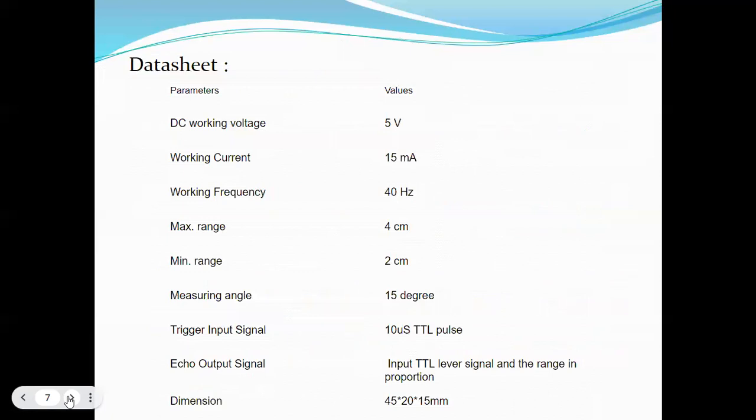It has the following parameters. It has a working voltage of 50 volts DC, working current of 15 milliampere, a working frequency of 40 hertz. Its maximum range is about 4 centimeter and minimum range is 2 centimeter. Its measuring angle is about 15 degrees. Trigger input signal is a 10 microseconds TTL pulse. Echo output signal is an input TTL level signal and the range in proportion. It has dimensions of 45 cross 20 cross 15 millimeters.